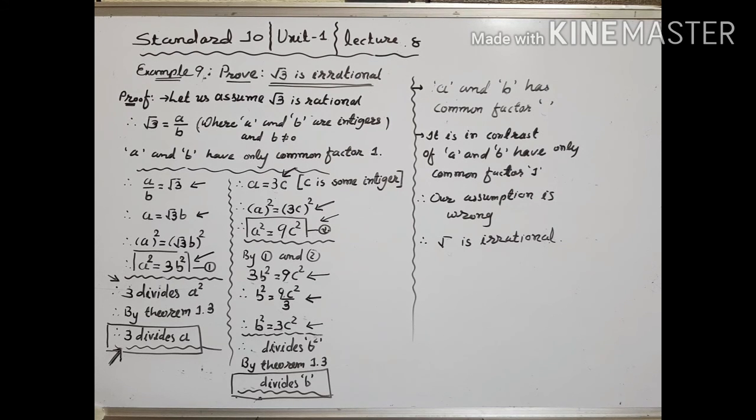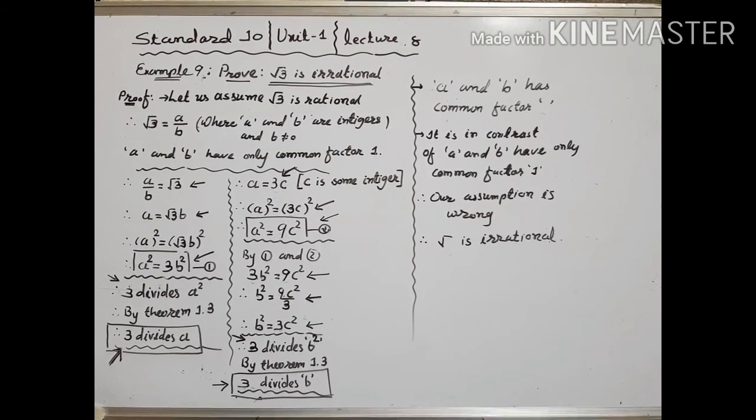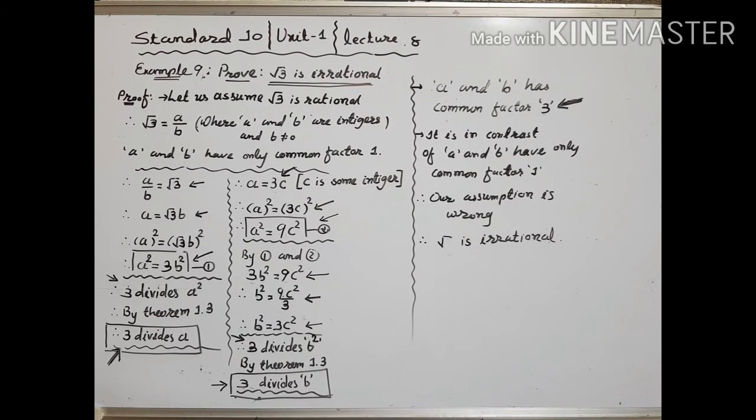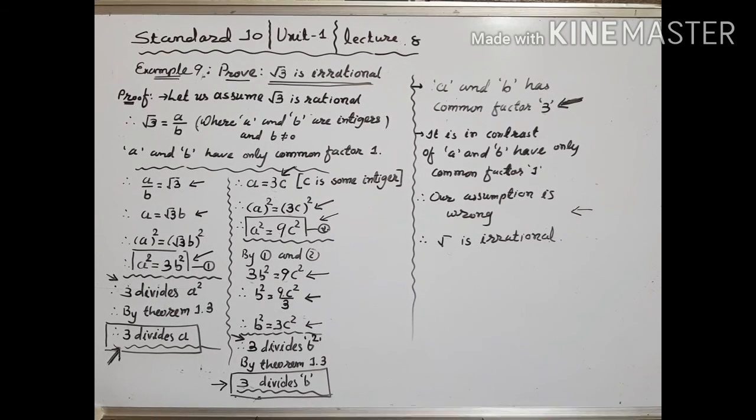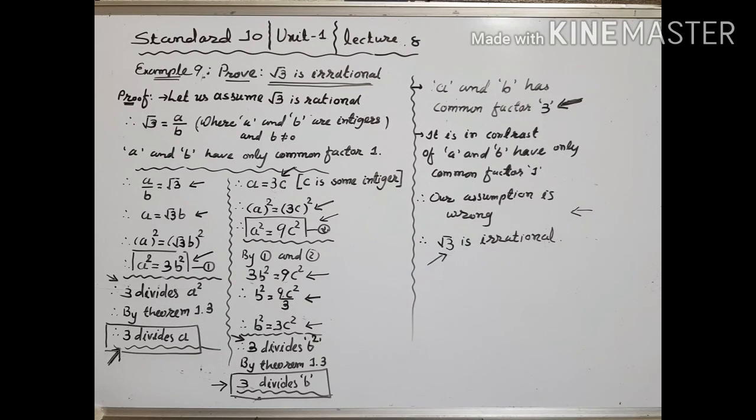What does it mean? It means that 3 divides b square, and by theorem 1.3, 3 divides b. Understood? Therefore we can say a and b have common factor 3, and it is in contrast with a and b having only common factor 1. Therefore our assumption is wrong, and therefore we can say that root 3 is irrational.